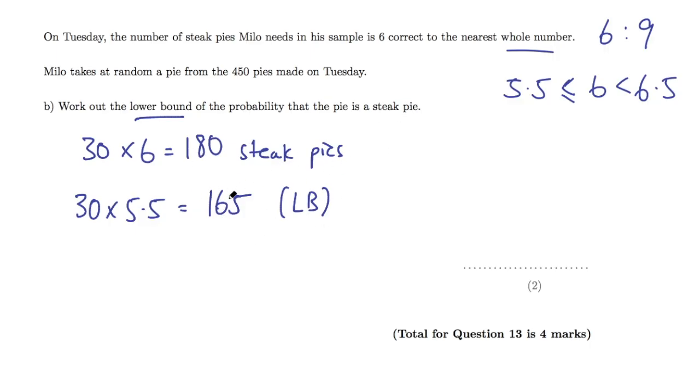So the probability is going to be 165 out of the total. So the probability it picks the steak pie is 165 out of 450. And you can go ahead and simplify this by dividing by 5 and then by 5 again, and you get down to 7 over 18. But you don't actually have to simplify. You can leave it as 165 over 450 and you'll still get the 2 marks there.